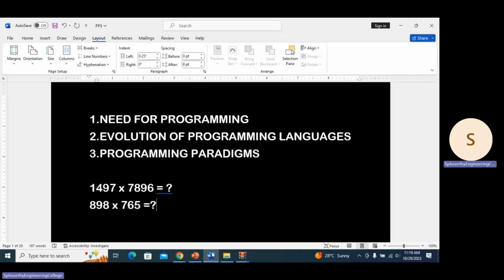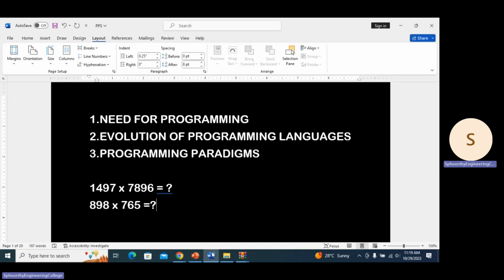There are two problems here. When I asked what is 4 into 2, 4 twos is 8, I got the answer immediately and correctly. And if I ask what is 8 into 4, the answer is 32. Anyone can give the answer immediately and correctly. But as soon as the size of the number increases, if it is two or three digit numbers or four digit numbers, one needs more time. No one can give the answer immediately.